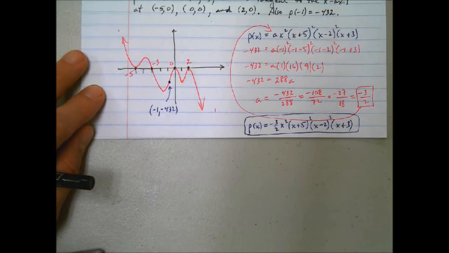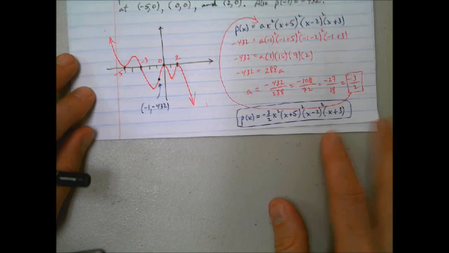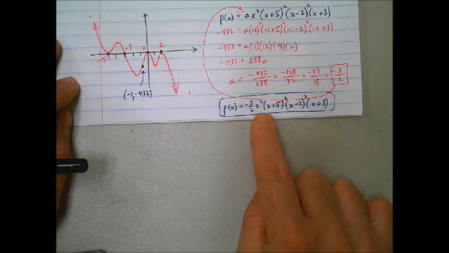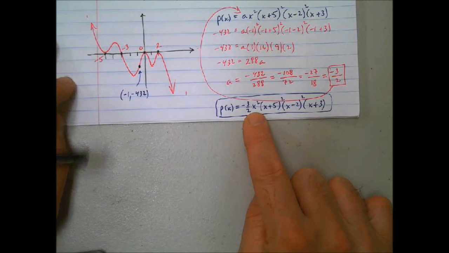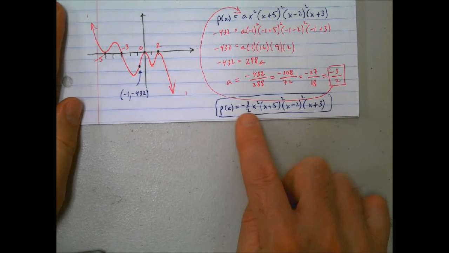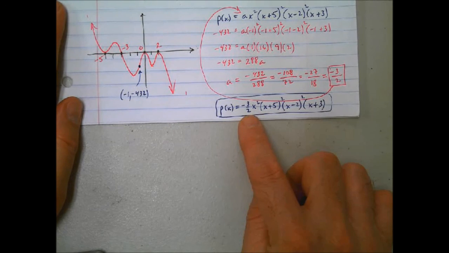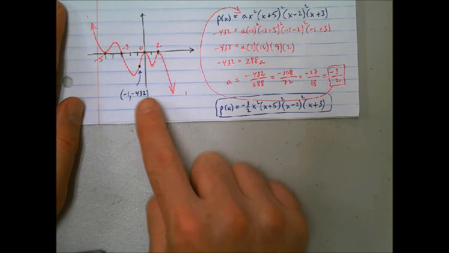So we could just double check that. And so if we input a -1 into all the x's and multiply by -3/2, we should get -432.